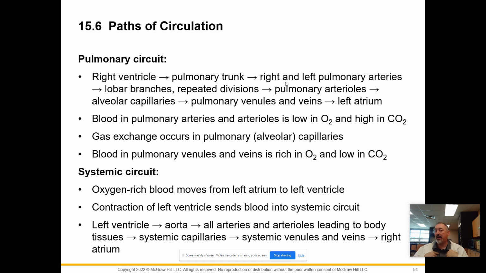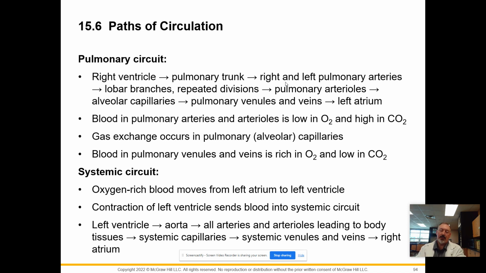Once again, this is deoxygenated blood in an artery, the only arteries in the body that are carrying deoxygenated blood. Arteries are away, and it's moving towards our lungs. Once it reaches our lungs, it's going to reach something called the lobar branches. There's going to be a bunch of different lobar branches. Whenever you look at this, it's going to have a tree-like look. Then it's going to move through all of our different branches and forks. It's going to go to the pulmonary arterioles, then our alveolar capillaries.